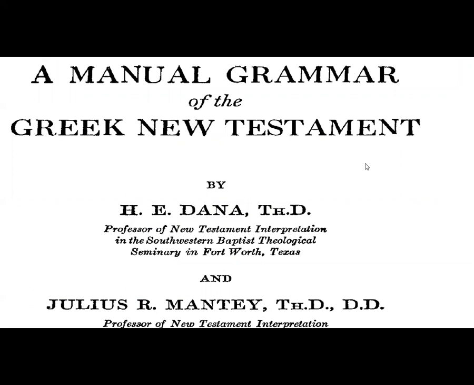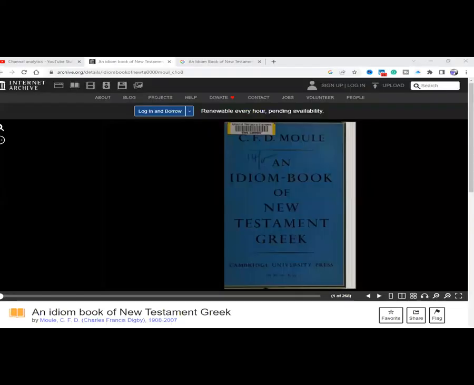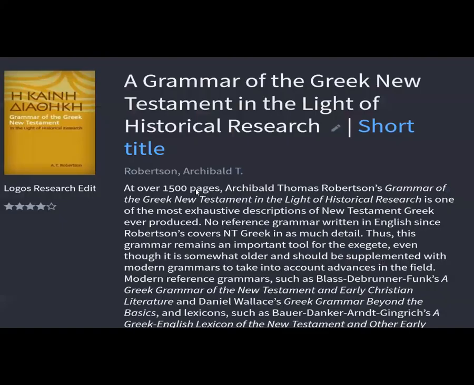Another resource that Che mentions here, he starts mentioning some other older grammars that agree with them. He mentions Dana and Mantey, which is pretty old, and they don't even have that in Logos, but I have this copy. And so he's talking about the different ways the present tense can be used. Just basically emphasizing it's not just continuous or habitual like a lot of people try to say it is. Okay, here's a really old one. Idiom Book of New Testament Greek by Moule. It's not in Logos as well, but you can go to archive.org if you want to read that as well.